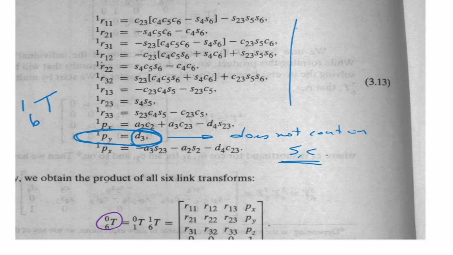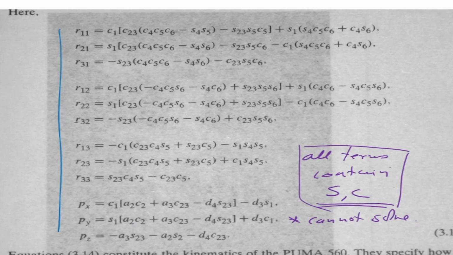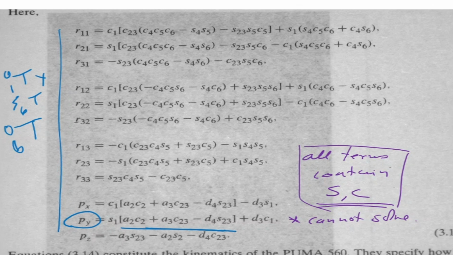Because all the other terms, you can see, contain sine and cos terms. This is the only term which does not contain sine and cos. So we started solving the inverse kinematics equation from here. The question that comes up now is that we were able to solve because this term did not have a sine and a cos. If you see further, the moment you multiply 0 to 1 into 5 to 6, this PY starts having all kinds of sine and cos terms. And in this situation, you cannot solve this system of equations.